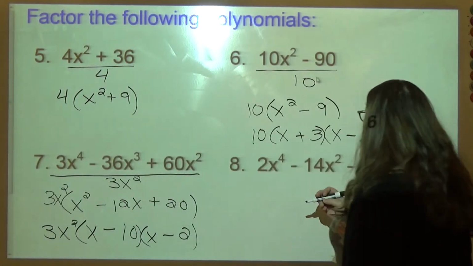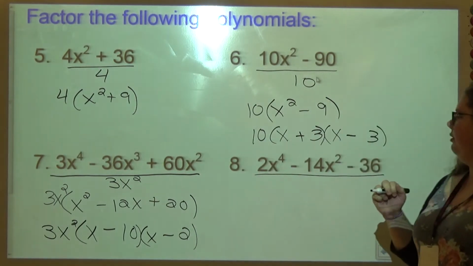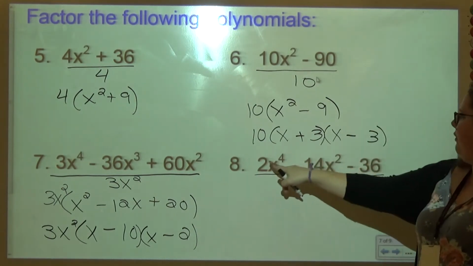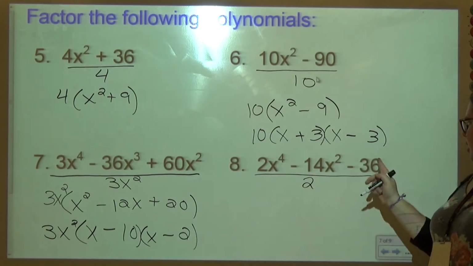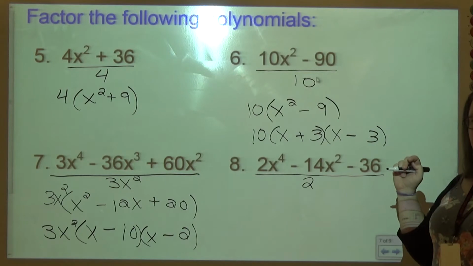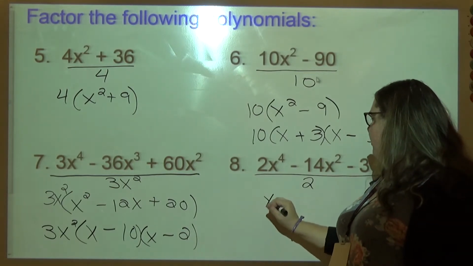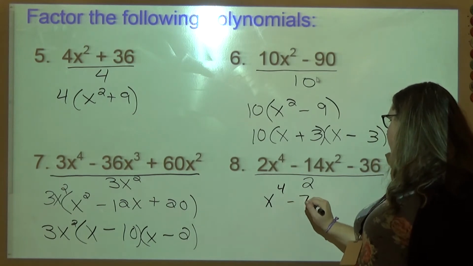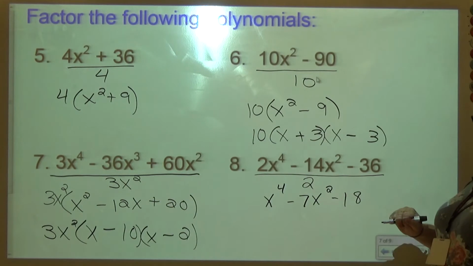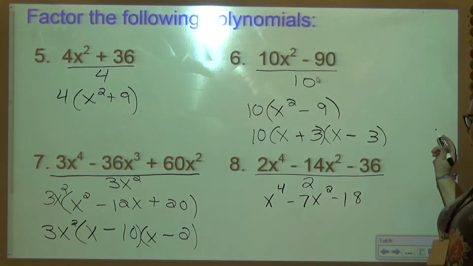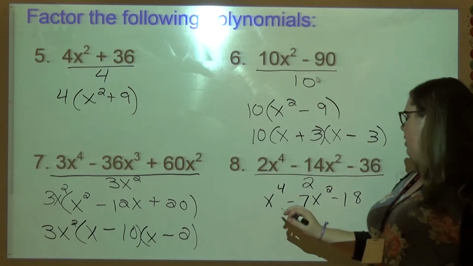Last one. What's the GCF? Look at that first term. 2 goes into everything. Is there an x? 36 doesn't have an x term. It's a constant. So we can't do that. So we get x to the 4th minus 7x squared minus 18. This is not factorable, is it? 9, oh no it is. 9 and 2, just kidding. Yeah.